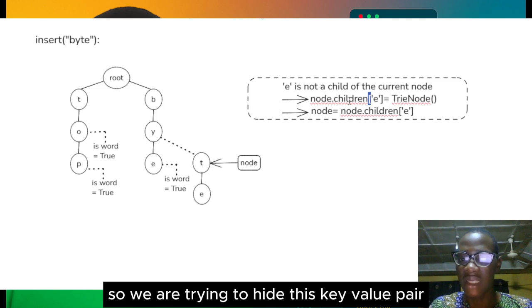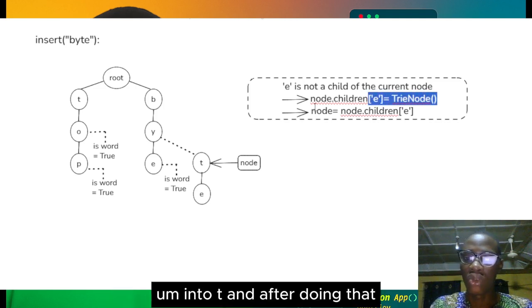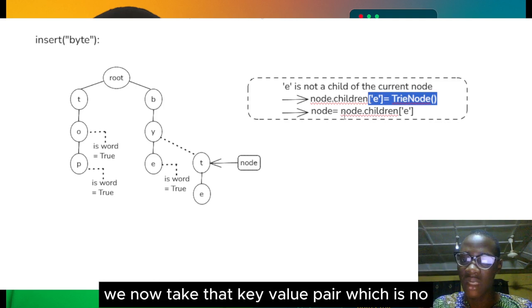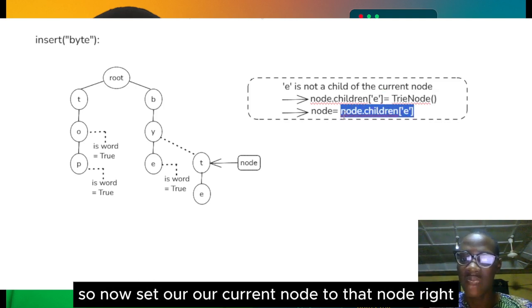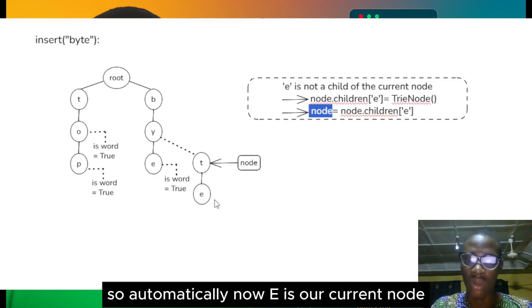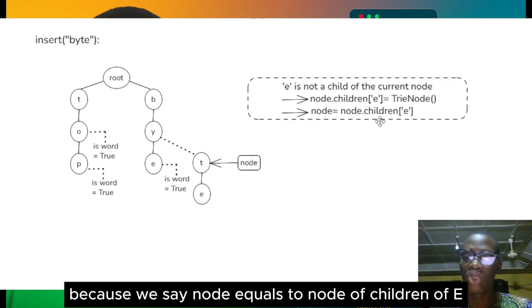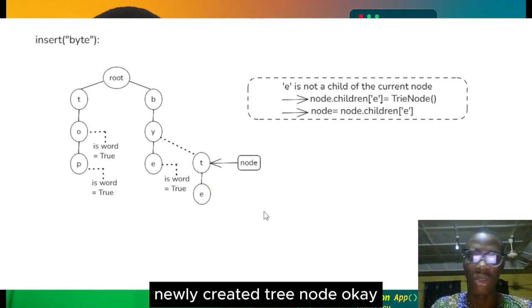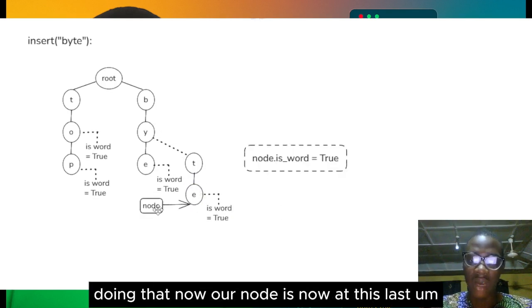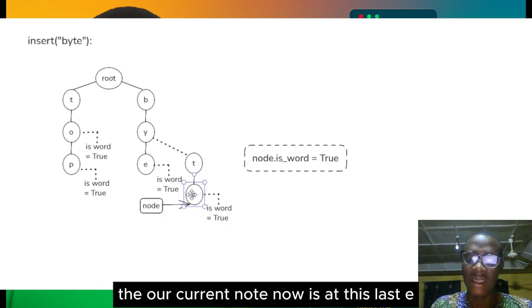So we are trying to add this key value pair into T, and after doing that, we now take that value, which is node.children of E, and set our current node to that node, right? So automatically E is now our current node, because we say node equals node.children of E, where node.children of E is actually this newly created trie node. Okay, doing that, our current node is now at this last E.